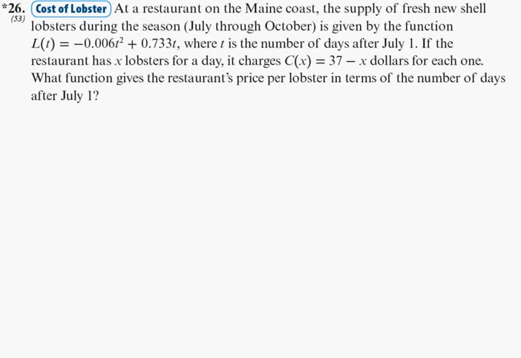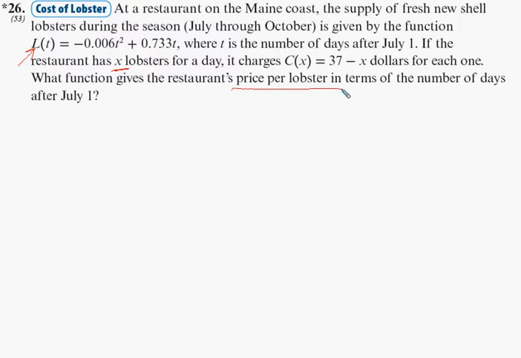So here's another composite function problem. At a restaurant on the Maine coast, the supply of fresh new shell lobsters during the season is given by the function L. The supply, that has to do with how many lobsters we have, okay? Keep that in mind because down here, it's talking about the restaurant having X lobsters, okay? So this definitely would have to do with how many lobsters we've got going on here. But what it's asking for is a function that gives the price per lobster, in terms of the number of days after July 1st.